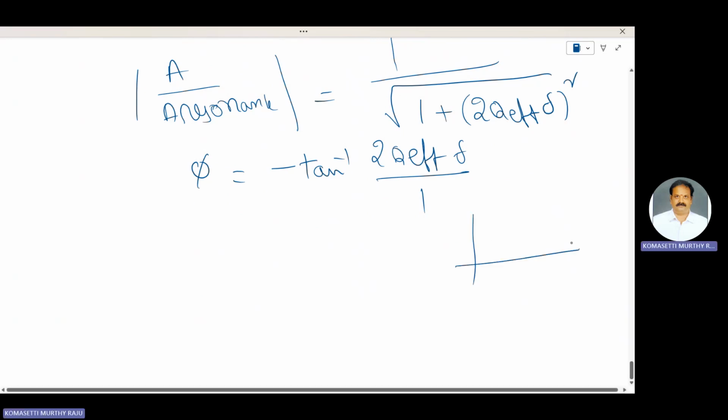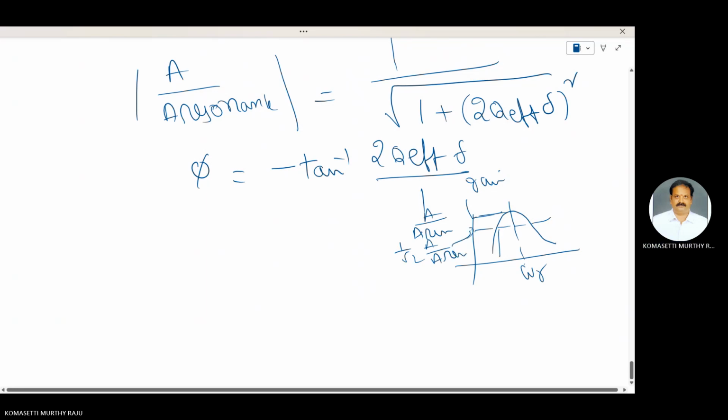This is the tuned circuit frequency response. This one is omega R. This one is A by A resonance value, the gain. This one is 1 by root 2 times A by A resonance. This is omega 1, and this one is omega 2. Bandwidth is equal to omega 2 minus omega 1.